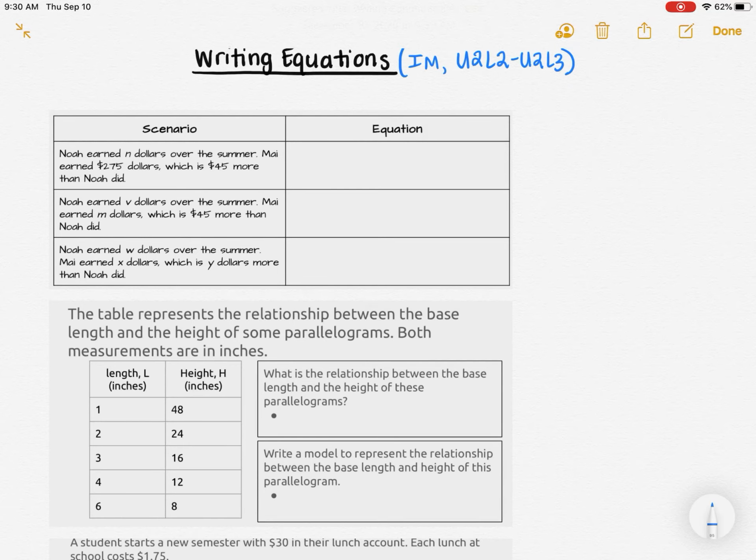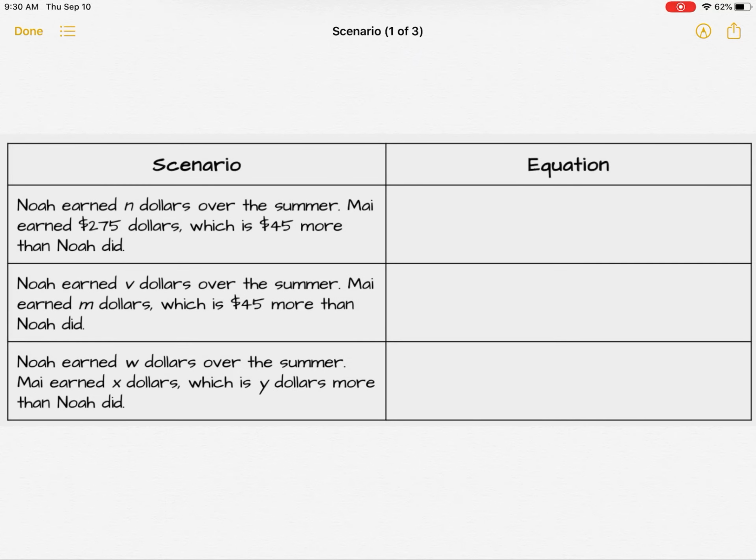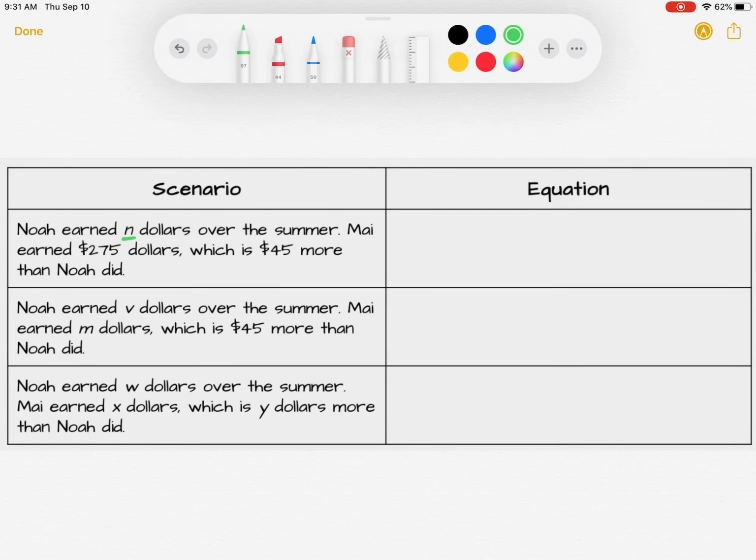So first, I'm just going to go over how we can write an equation based on a scenario we're given. So in this first scenario, it says Noah earned N dollars over the summer. Mai earned $275, which is $45 more than Noah did. So as you can see, I'm just underlining the variables and numbers that I see here to help me. So I need to write an equation that represents this. I don't need to find out how much Noah earned. I can leave that as the variable n. I just need to write an equation that represents this.